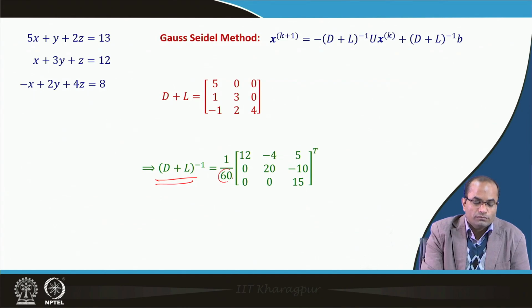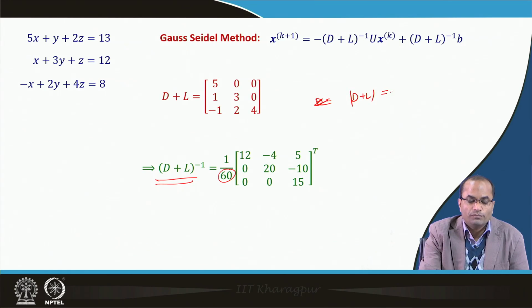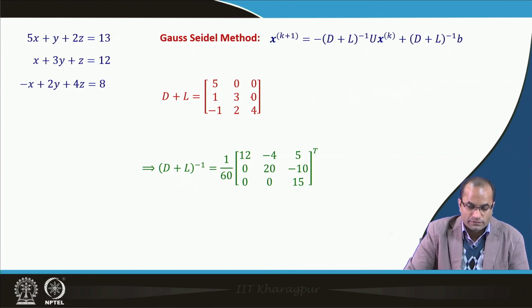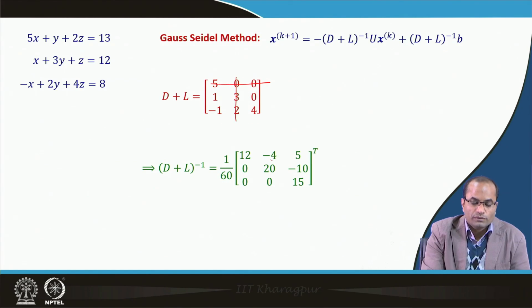Here we have 1 over the determinant. The determinant of this D plus L will be 5 into 3 into 4, that is 60, and then this is the adjoint of this matrix, which can easily be evaluated. For instance, this 12 is coming from this evaluation, 4 into 3 minus 2 into 0, that is the 12, and then this one here will be coming as 4 minus 1 into 0, and then the negative sign, because we have to consider plus minus and so on.